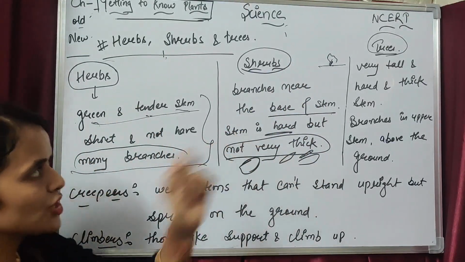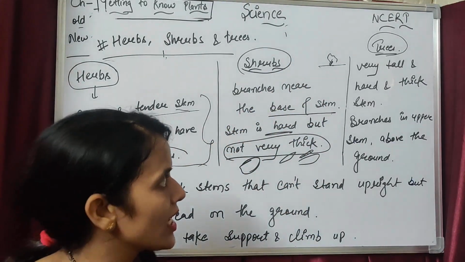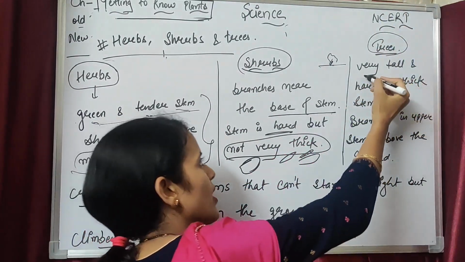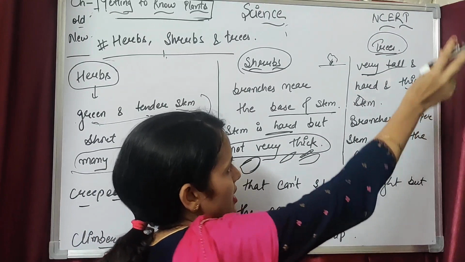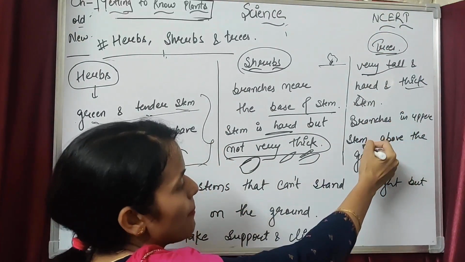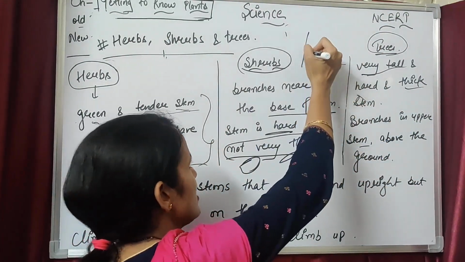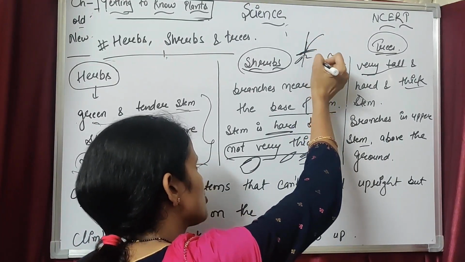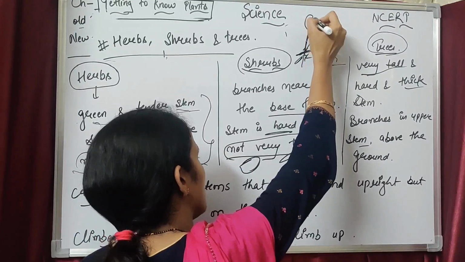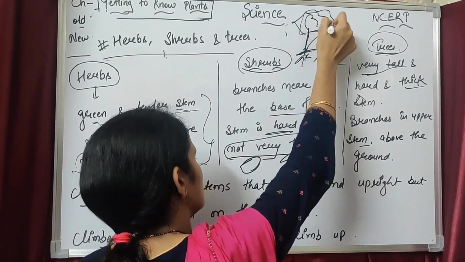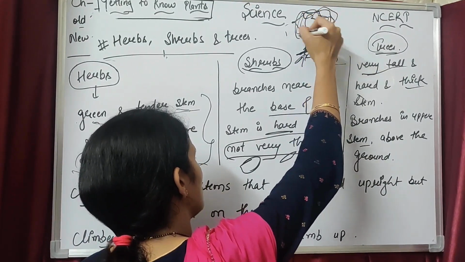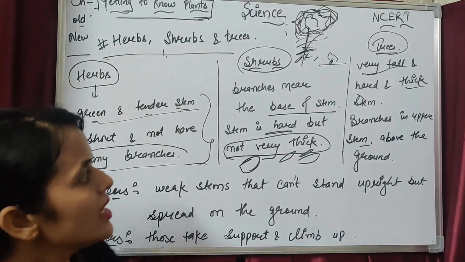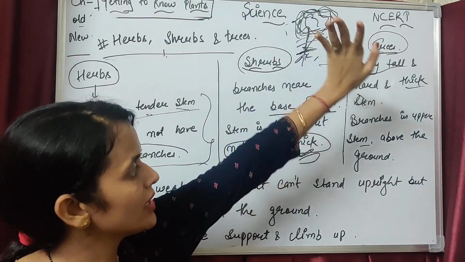Now these are the herbs, shrubs and trees. Trees have very tall, hard and thick stems. Very tall, very hard and thick stems. Branches are in the upper stem. Like this is the plant, this is the stem, this is the root. Branches are here, upper. In trees, branches spread over the upper stem, not the lower part of the stem. Above the ground.